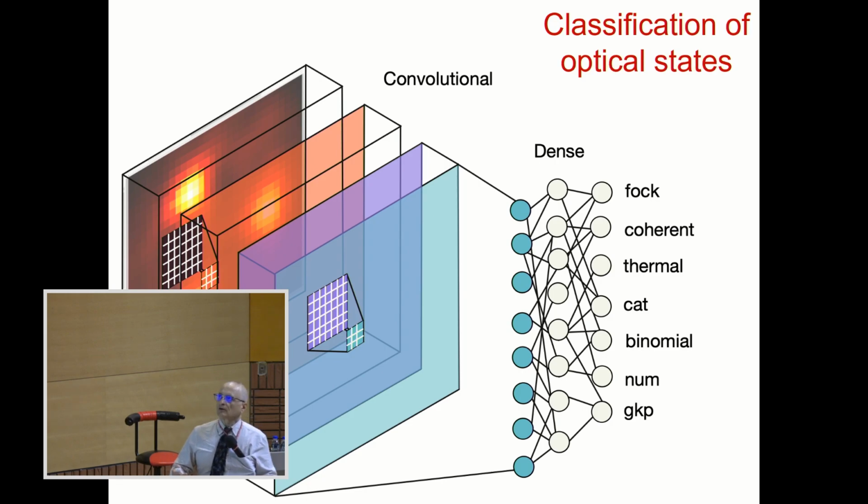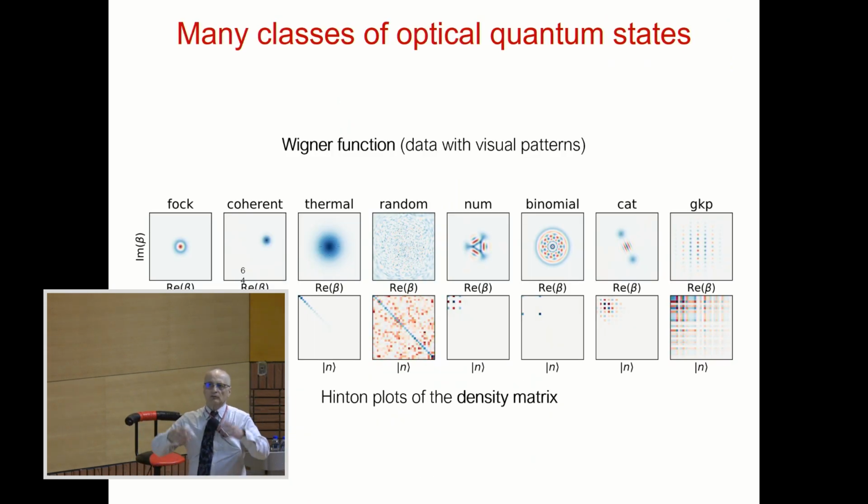And then there are these convolutional neural networks to classify them either into these Fock states, coherent states, thermal states, cat states, binomial, num states. These GKP states are often used for quantum error correction. Gottesman, Kitaev, Preskill states. How do they look?